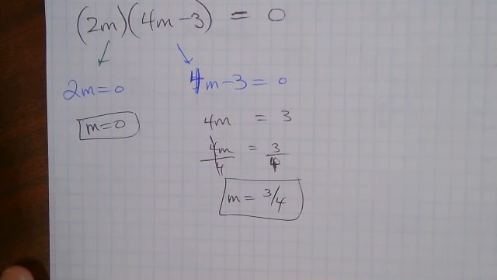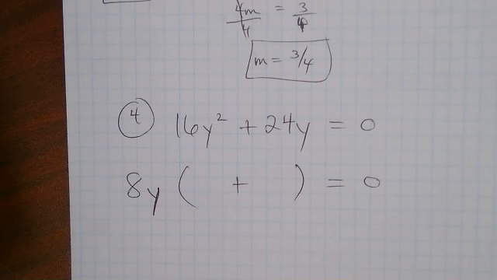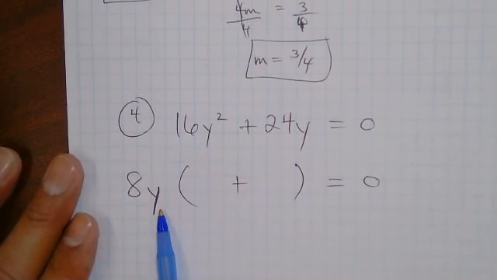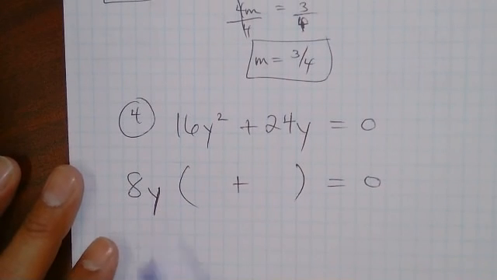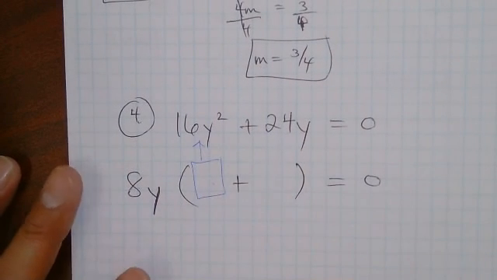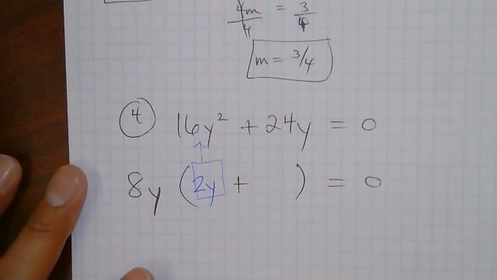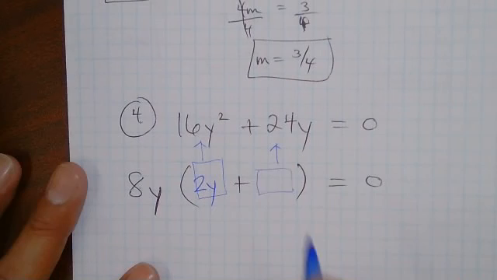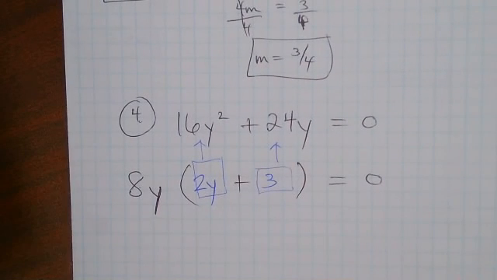We're good? One more, you got it. Okay, one last one. Okay, number 4, here it is. The greatest common factor is 8y. What do you need to multiply to 8y to get that? 2y? Not just 2, 2y. And then 8y times what to give you this? Just the 3.